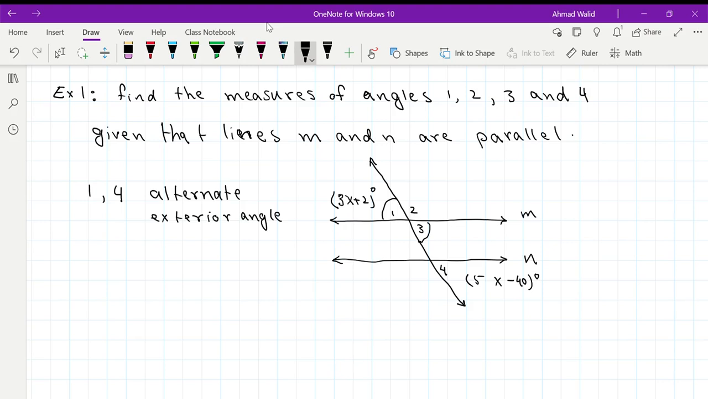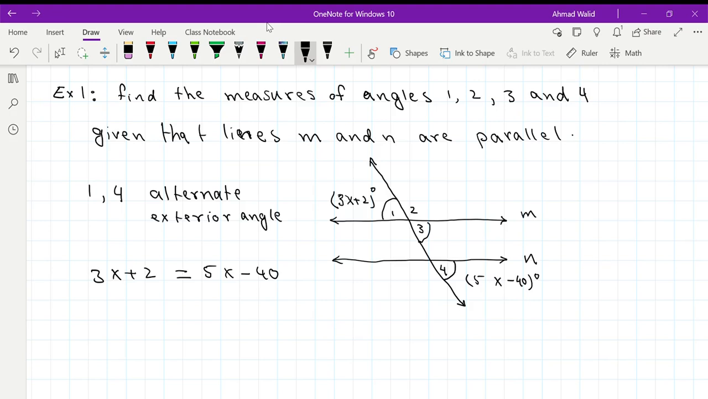What was the relation between angle 1 and 4? Alternate exterior angles. We just studied they are equal to each other. Wow, what a good relationship. Then I can write 3x plus 2 equals 5x minus 40. And I can solve this equation. All of you, you can do it.